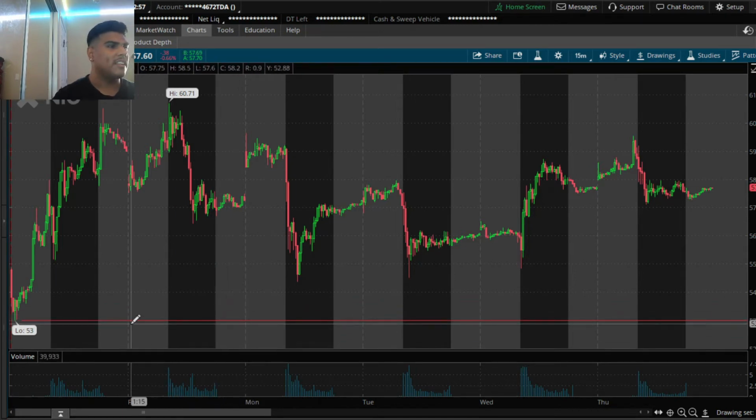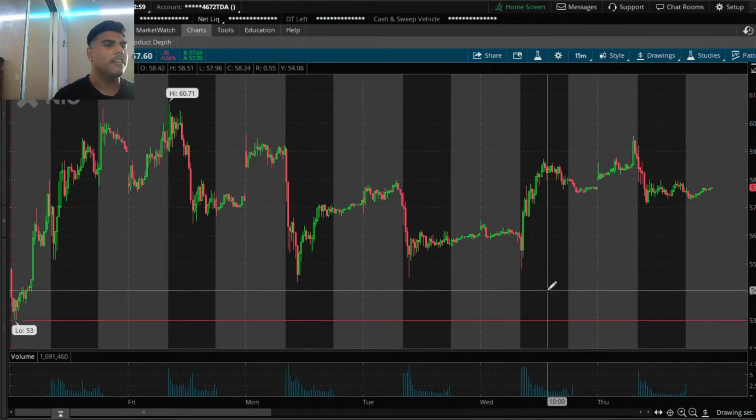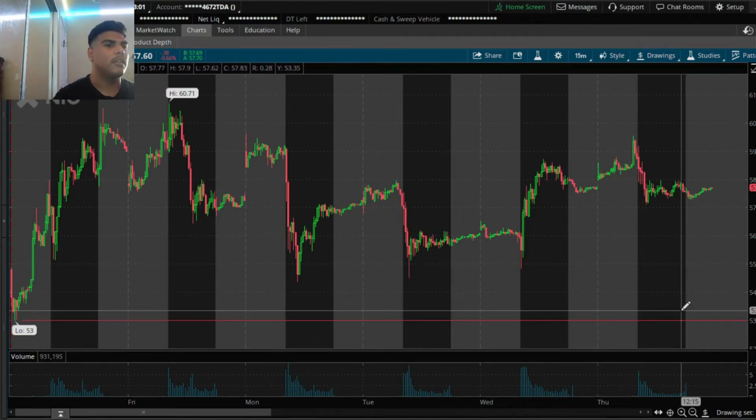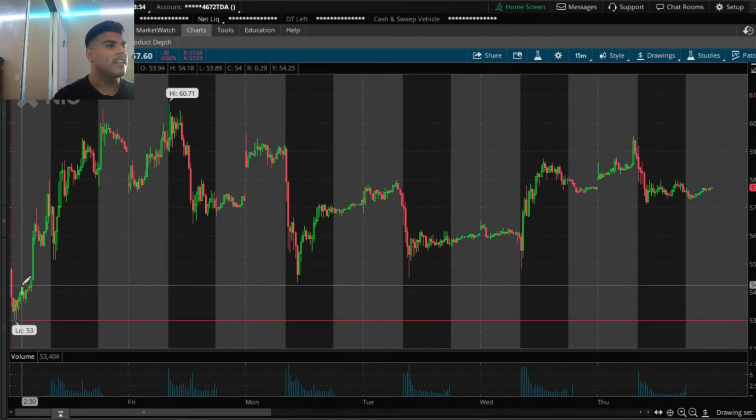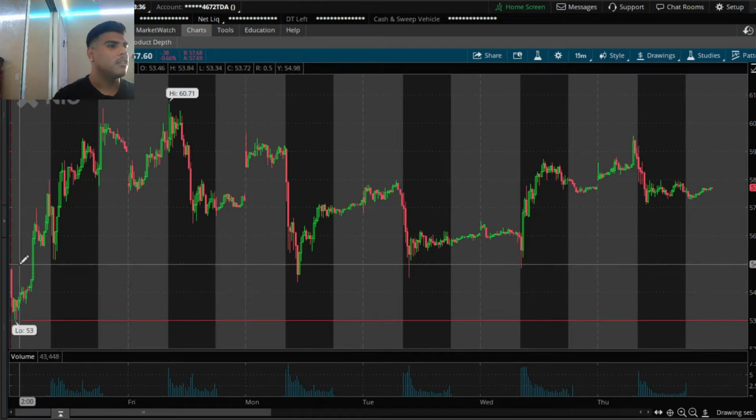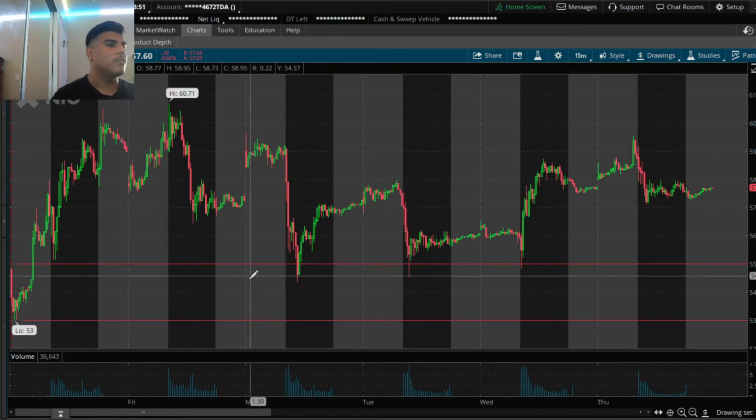Now that one's not that significant because as you can see right here in the chart, nothing else really fell below there. So we can go to the next level right here. I'm not sure if you guys see it, but this would be another support line or resistance. Keep in mind that these lines can be either support or resistance.